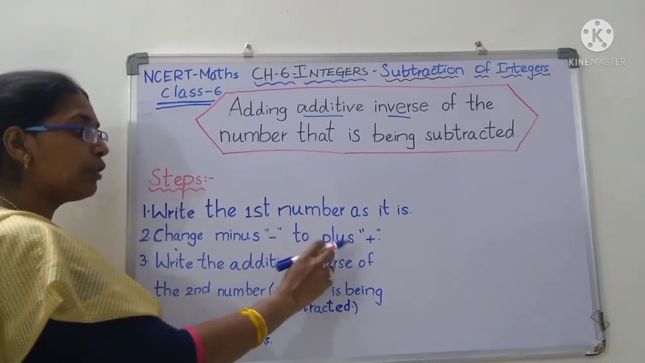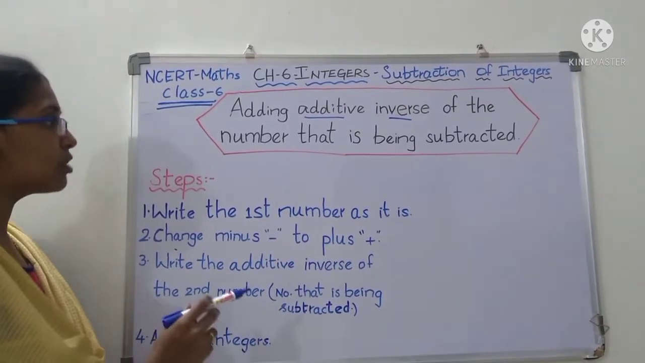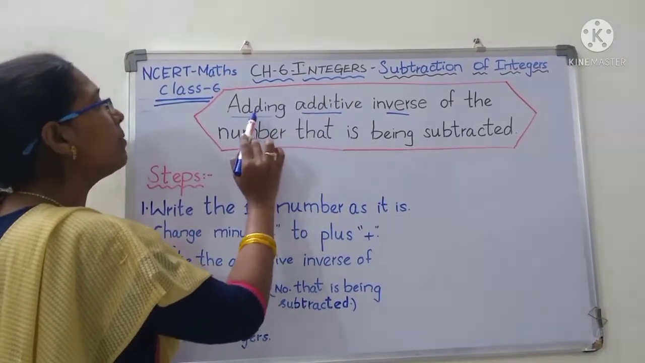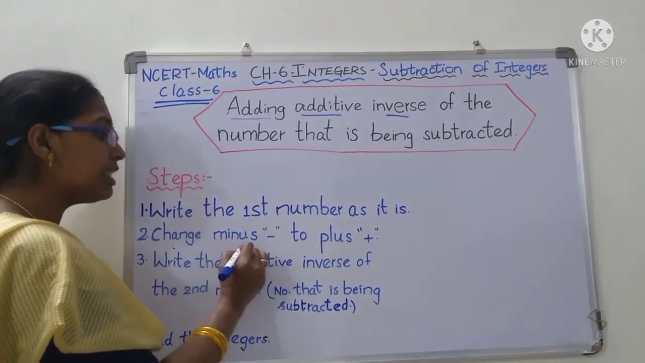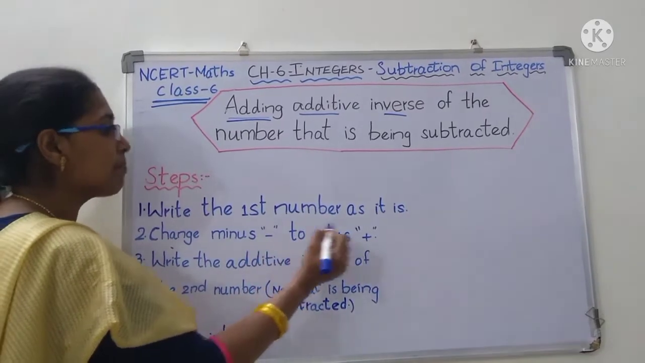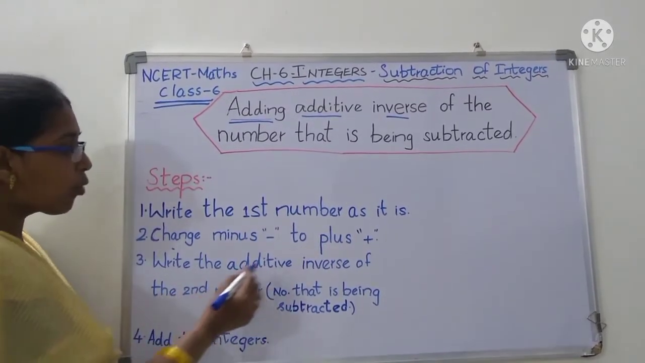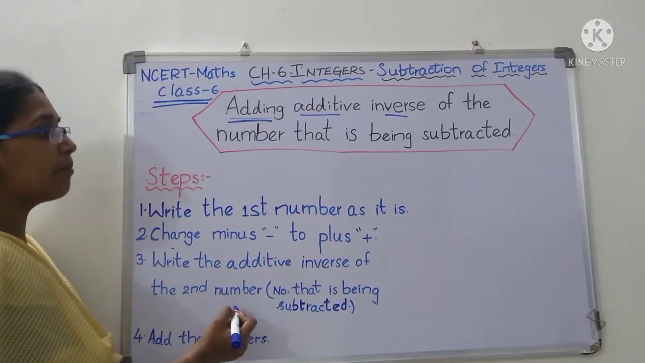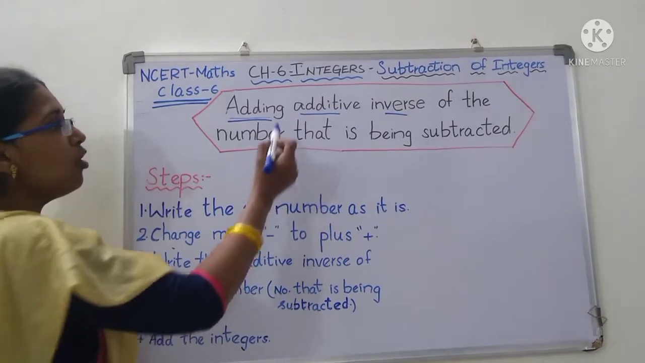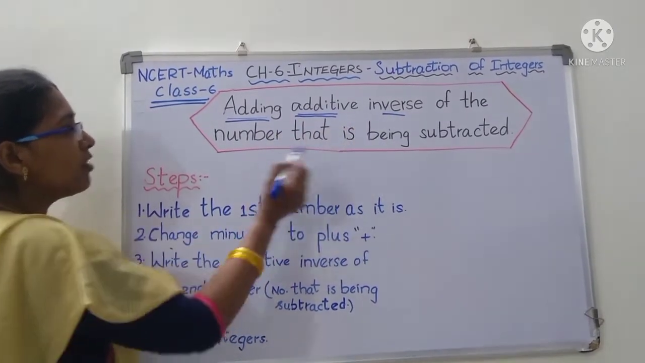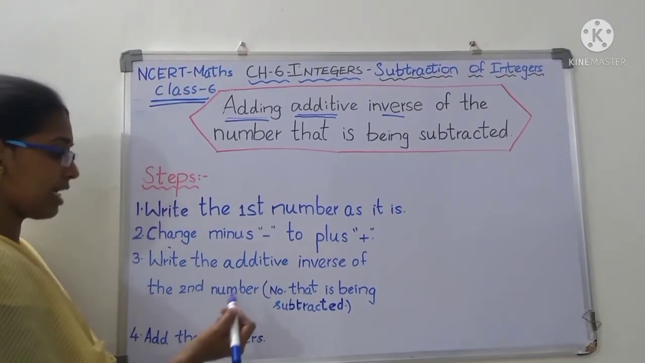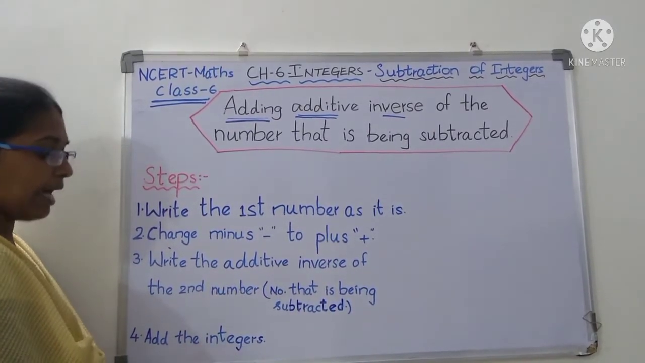Change the minus symbol to plus. Why are we changing, children, minus to plus? See here. In the definition, it is nothing but adding. Subtraction is nothing but adding additive inverse. So, we will change this minus symbol to plus. What is the third step? Write the additive inverse of the second number. Second number is nothing but the number that is being subtracted. So, in the third step, we write additive inverse of the second number. And the fourth step, add the integers.